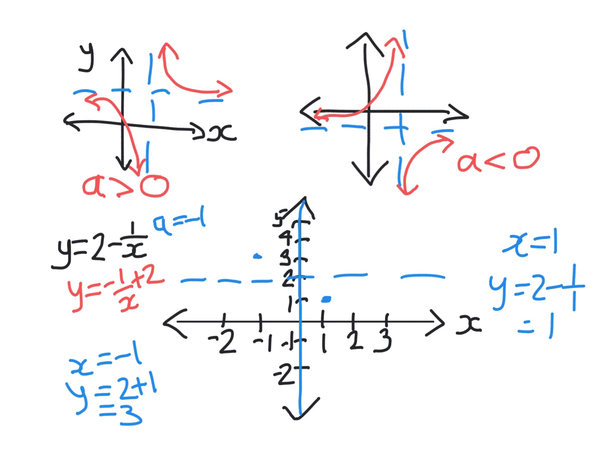So the graph is going to get closer and closer to, never hit its asymptote. It's going to go like this. And then down here, it is going to go like this, closer and closer to, but never hitting its asymptotes.